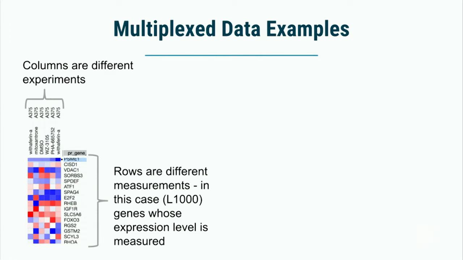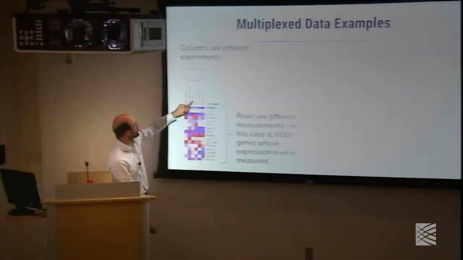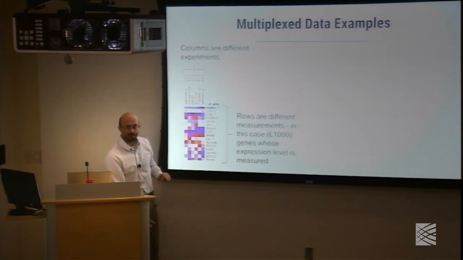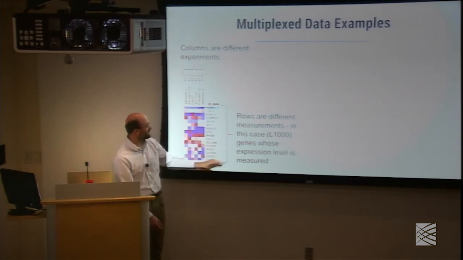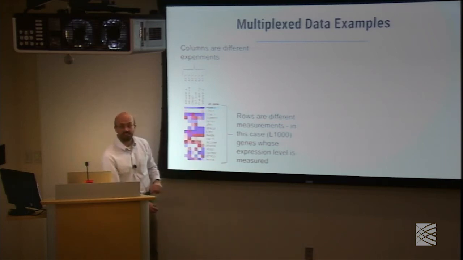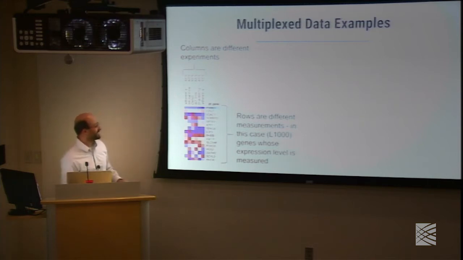I represent the columns as what cell line we used and what perturbagen we applied. In this case, I'm just showing you the compounds we applied for the experiment, and then this is the cell line. In this case, it's all A375. And then the rows are the different measurements we make in our multiplexed assay. In this case, it's the genes we measure. We're measuring the gene expression level of these different genes. Or in this data, actually, it's the differential gene expression, so it's the gene expression with respect to the control.